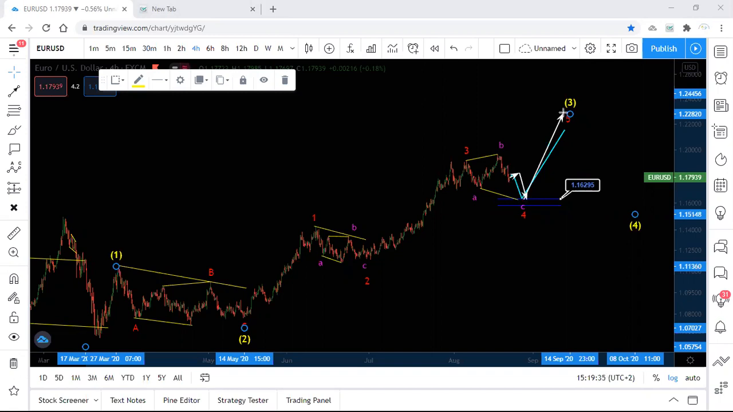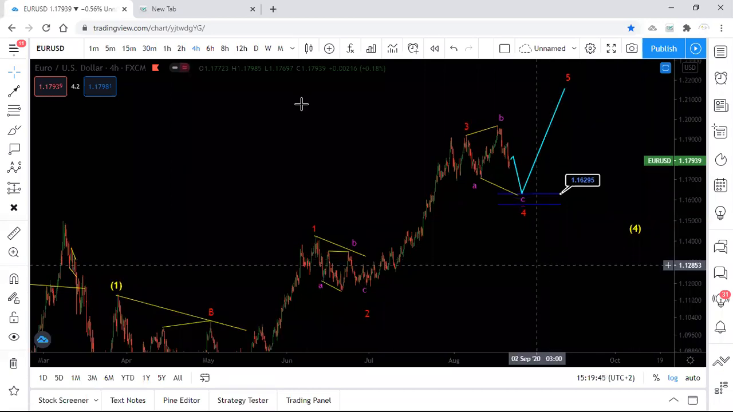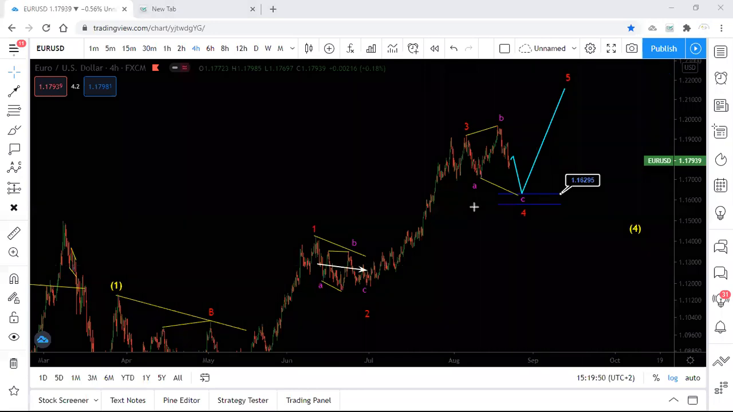That's what I'm looking at. Also, these are the critical zones that I'm looking at for price to drop to that level. Remember, that's the same concept here. We had a move sideways here. Now we are going to have another sideways move, but this one will look more like an expanded flat corrective structure going lower to this region here, and after that we're going to have this move to the upside.